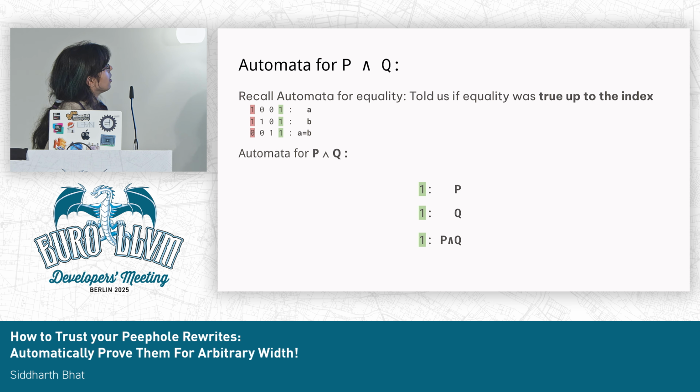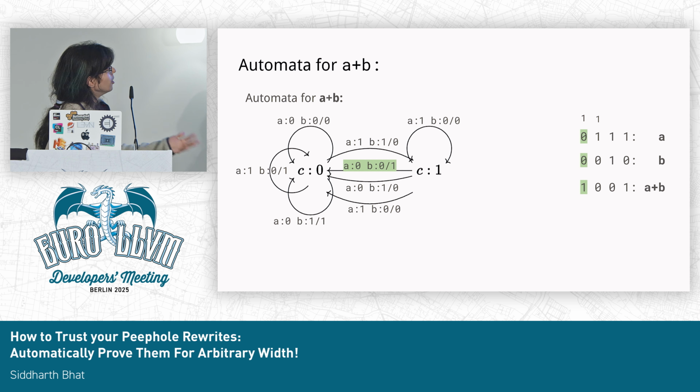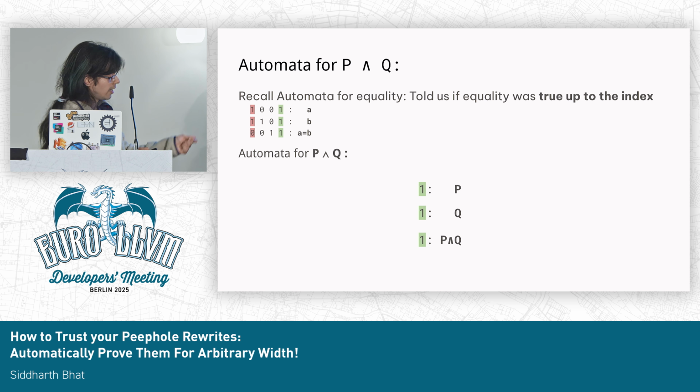Then similarly, if you think of equality as a predicate, like equality told us when two things are equal, the automata encoding can also handle things like disequality and unsigned less than, unsigned greater than, signed less than, signed greater than, and all of these things. And also conjunctions of Boolean formulae.